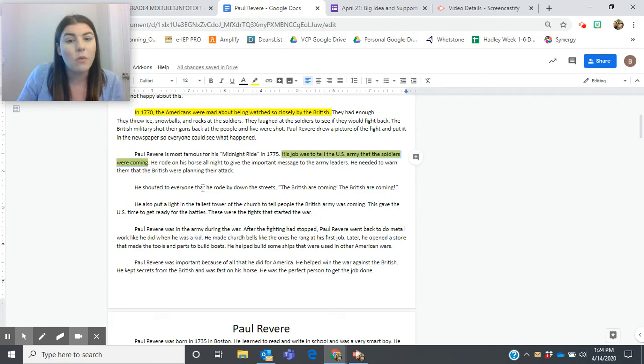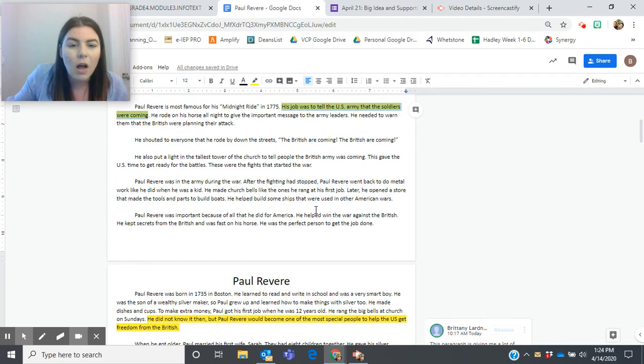He shouted to everyone that he rode by down the streets, "The British are coming, the British are coming." There's that famous Paul Revere line a lot of us already know. What's the topic sentence here? Well, this is kind of a smaller paragraph. It's not really going to have a topic sentence, and that's okay. Let's go to the next one.